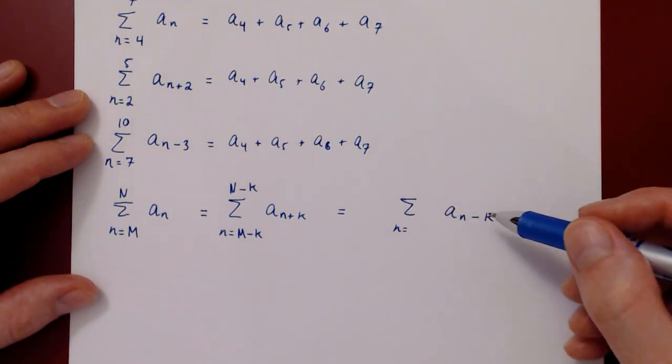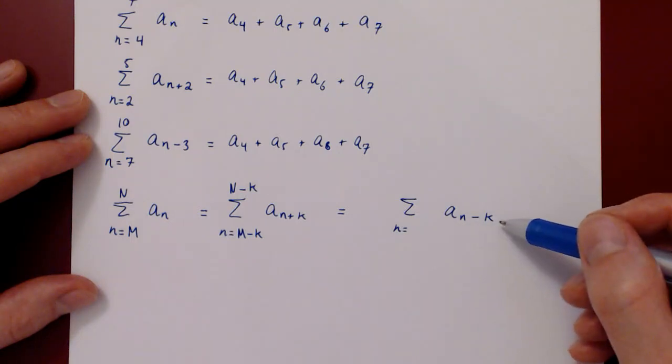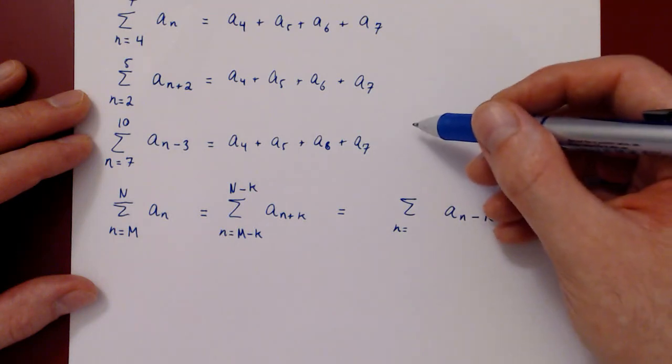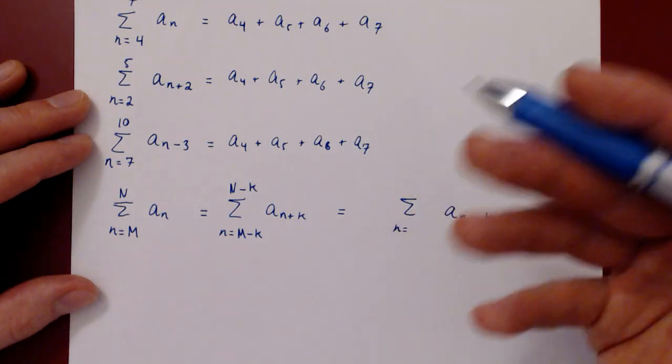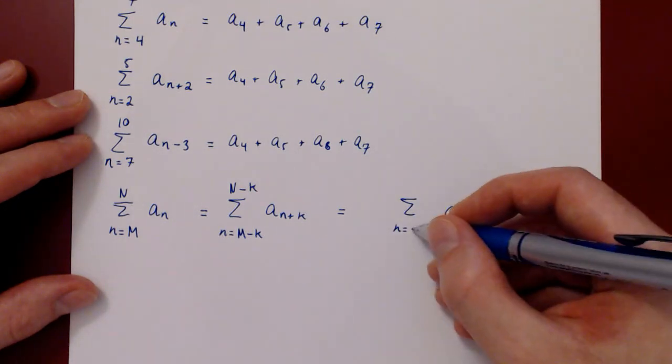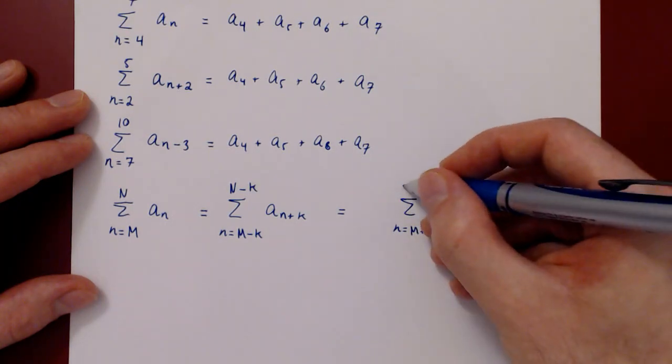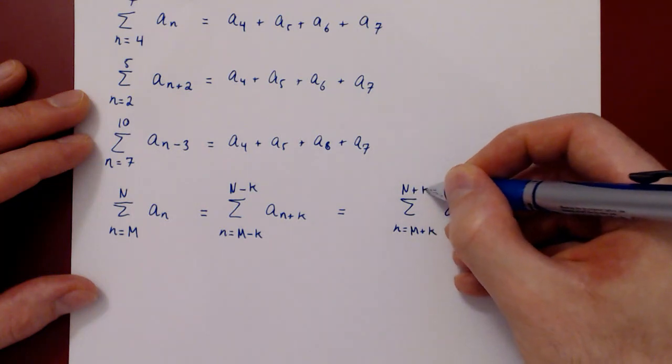If you translate the index of the sequence by k steps to the left, you have to translate the bounds of summation by k steps to the right, so by adding k. So the sum starts at M plus k and ends at uppercase N plus k.